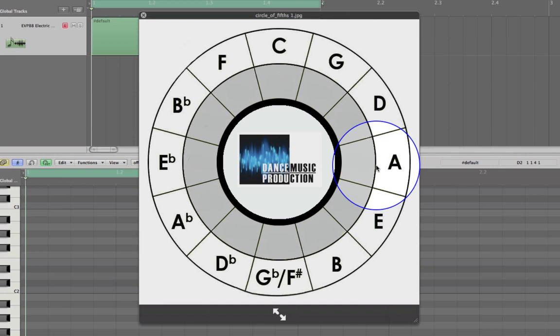So in the next session, I'm going to show you how you can use this circle and how you can identify what notes are sharps and flats in your chosen scale.